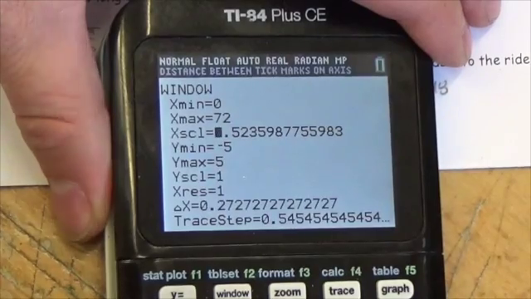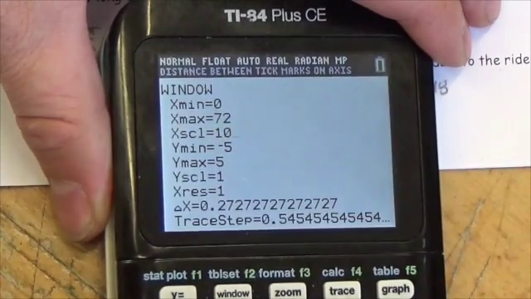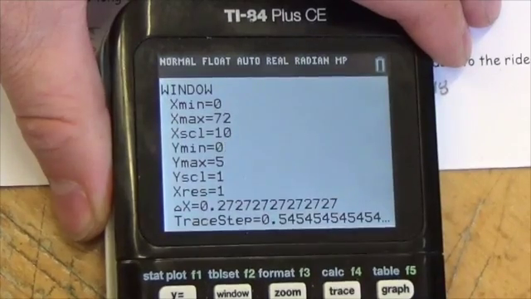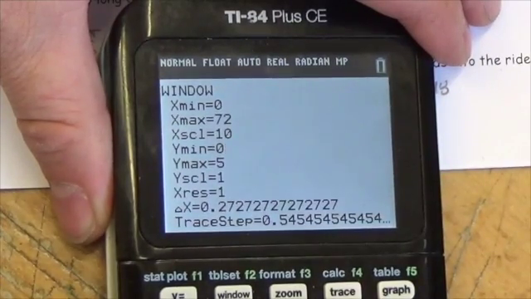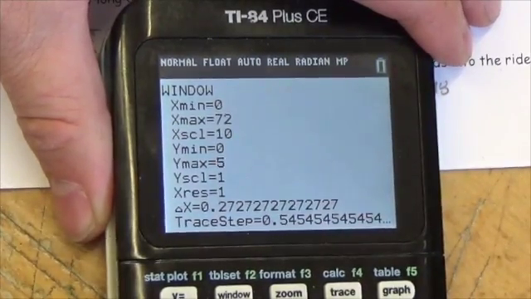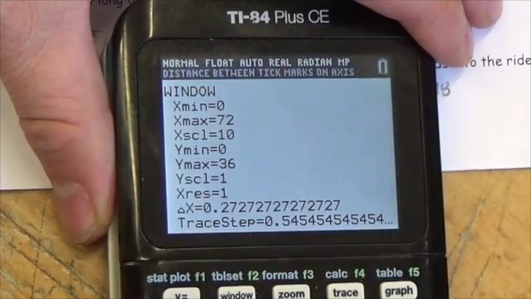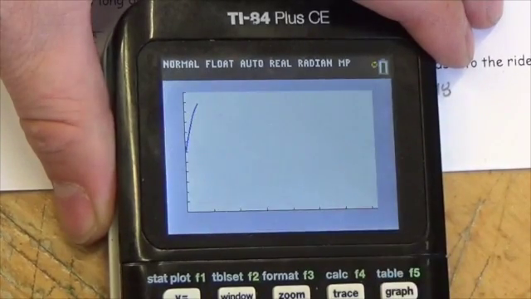My scale, if it's going up to 72, let's go up by 10s. That's probably good enough here. My y-min, well, it doesn't have to be less than 0. The graph's not going underground. And my max should be larger than 33, so let's just say 36. And then we can have the y-scale go up by 3s. That doesn't really matter. Let's see what the graph looks like.